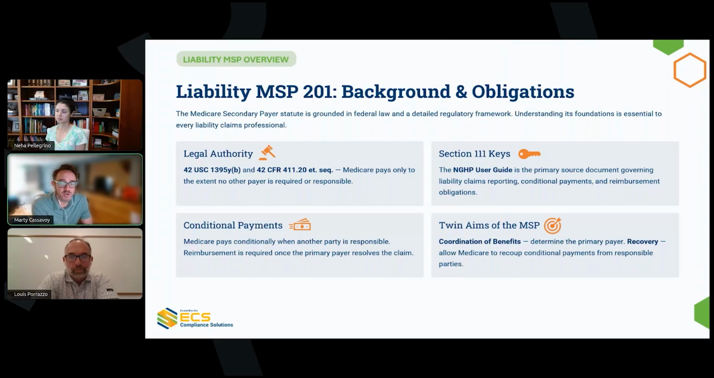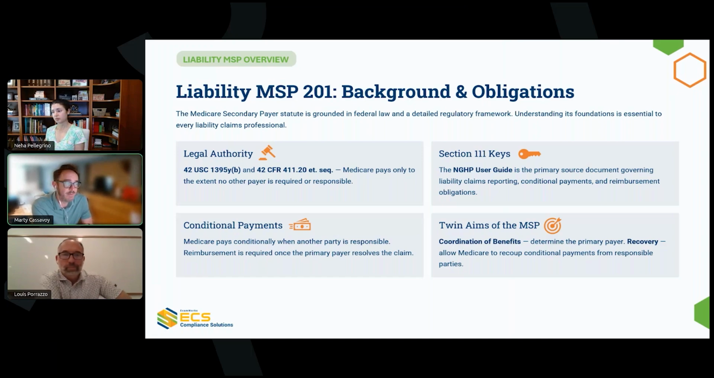First, coordination of benefits. The goal is to try to determine who ultimately is the primary payer. Is it Medicare, or is it this liability settlement? Is it Medicare, or is it this auto carrier, right? So that's the first goal. It's a coordination of benefits goal. The second goal is to recover.